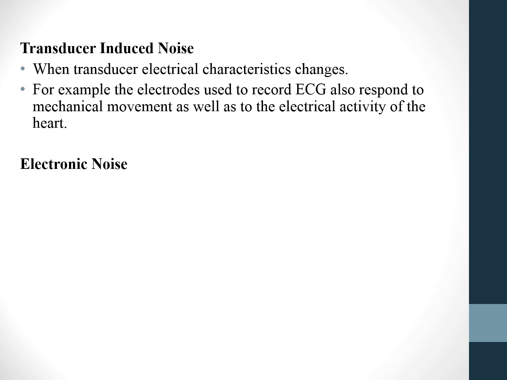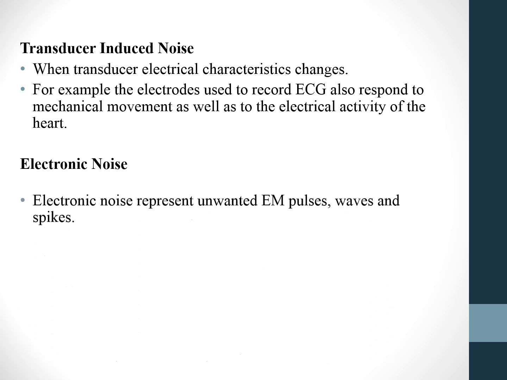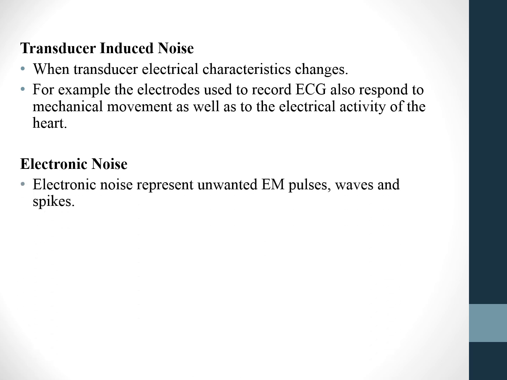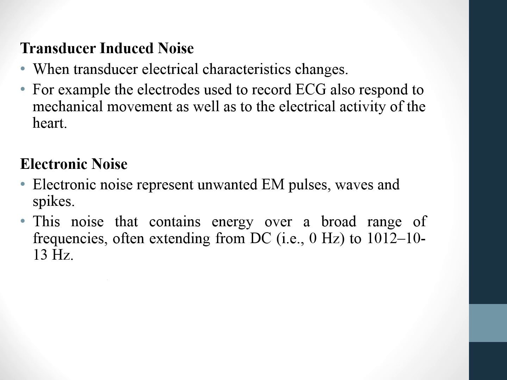Now the second one is electronic noise. Electronic noise represents unwanted electromagnetic pulses, waves and spikes. This noise contains energy over a broad range of the spectrum, which can extend from 0 Hz to 10 raised to the power 12 to 10 raised to the power 13 Hz. This broad spectrum is also referred to as white noise. So whenever you see the term white noise, it represents the broad range of frequencies, or it represents electronic noise.